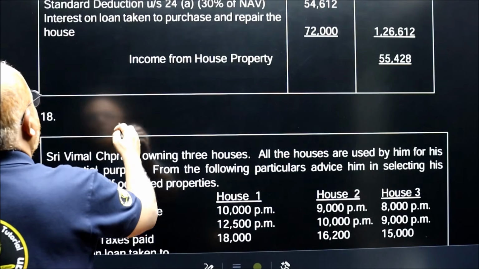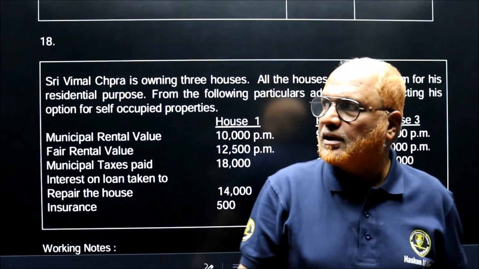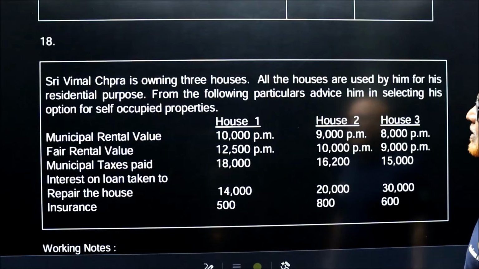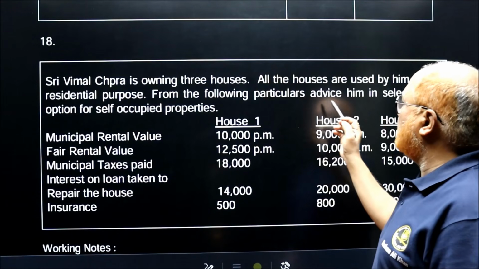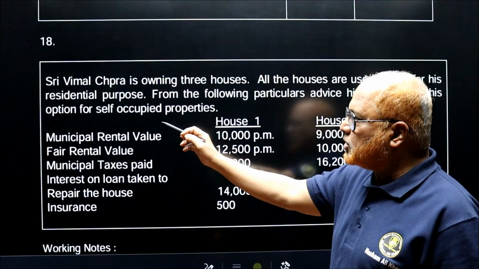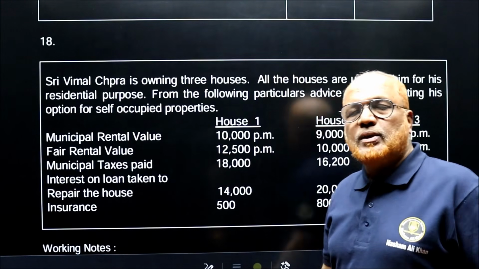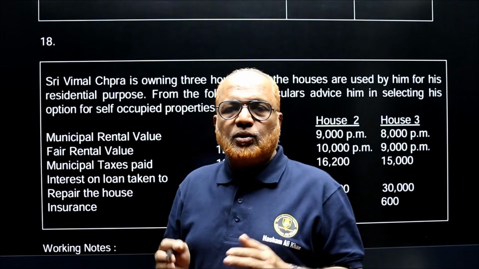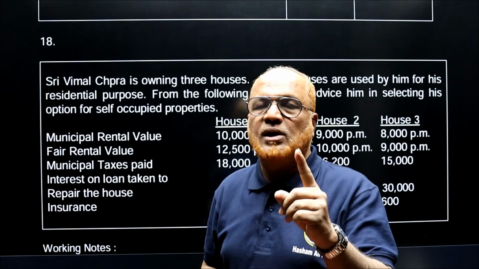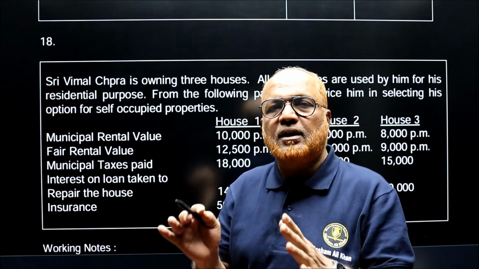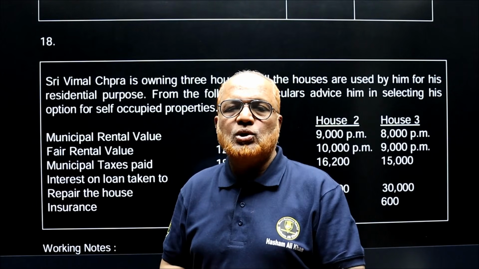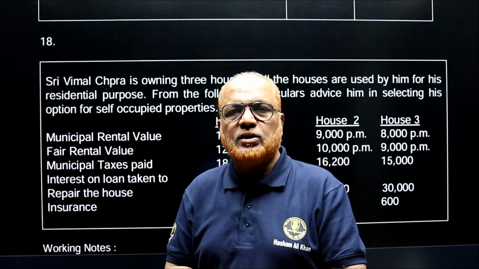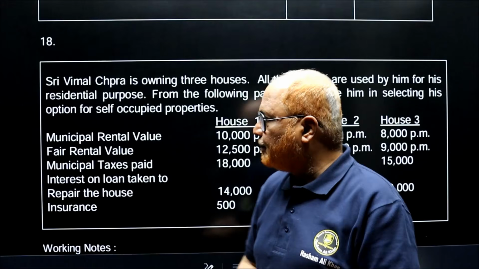Now I am coming to problem number 18. See carefully. Sri Vimal Chopra is owning 3 houses. All the houses are used by him for his residential purpose. From the following particulars, advise him in selecting his option for self-occupied property. So actually he is having 3 houses and all the 3 houses he is using as self-occupied. The Income Tax Act says any 2 of the houses can be treated as self-occupied. The 3rd house should be treated as deemed to be let out. And income should be computed as usual, as if it is let out.